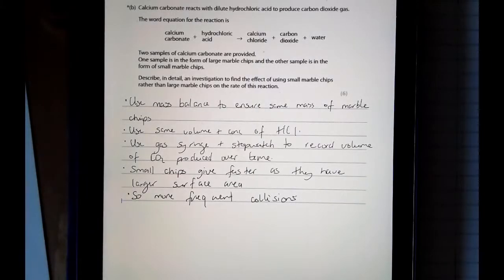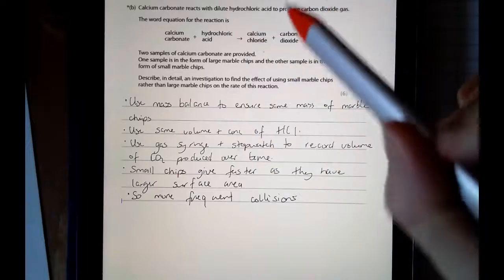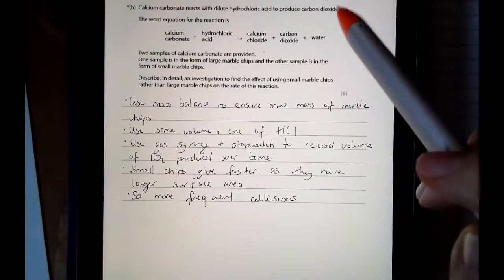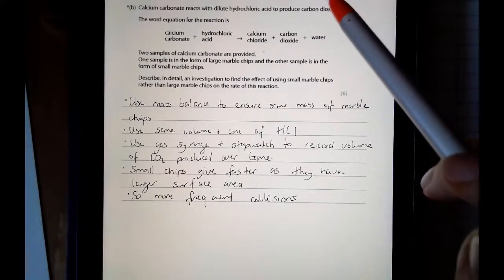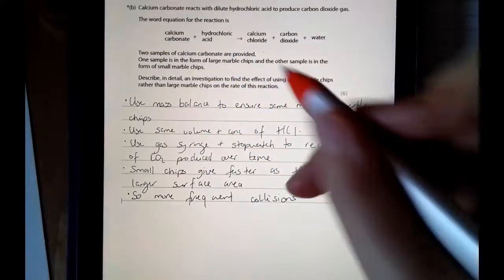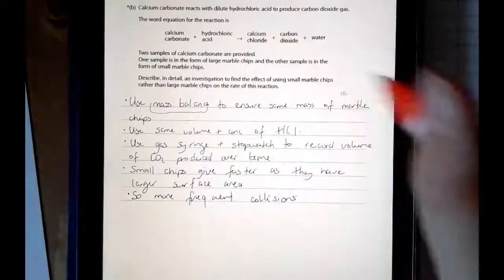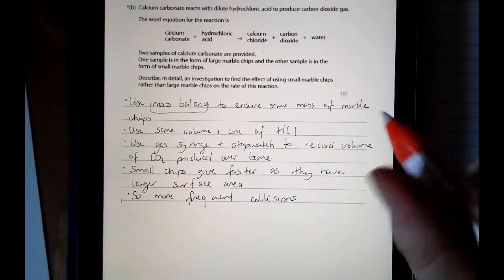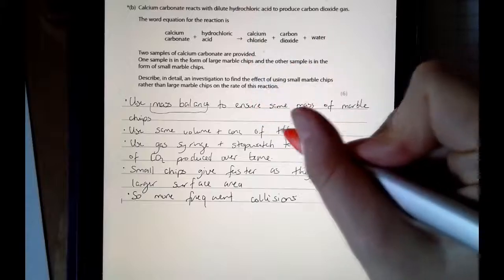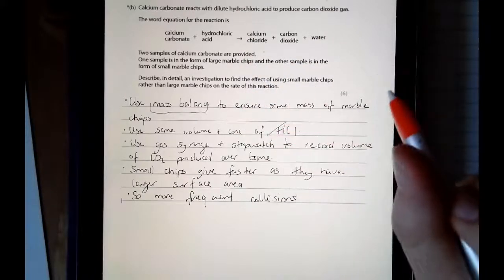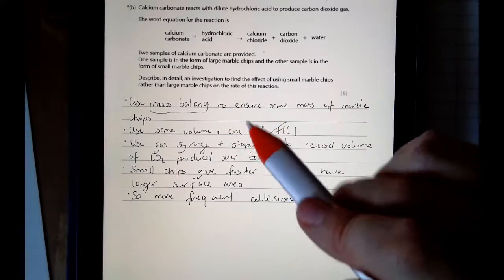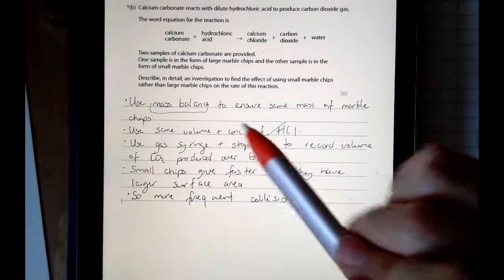So I've written out an answer here. You're using different sized pieces of marble chips, but you do need to use the same amount. So if you were going to use, say, 20 grams, you would do that for both. 20 grams of large marble chips, 20 grams of small marble chips. So to make sure you're doing that accurately, I'm going to use a mass balance to ensure I'm using the same mass of marble chips. I'm then reacting those marble chips with hydrochloric acid, and I want to make sure I'm using the same volume and concentration of hydrochloric acid to make sure it's a fair test. So they're the controls. I've mentioned 2 different controls, as well as the equipment I would use.